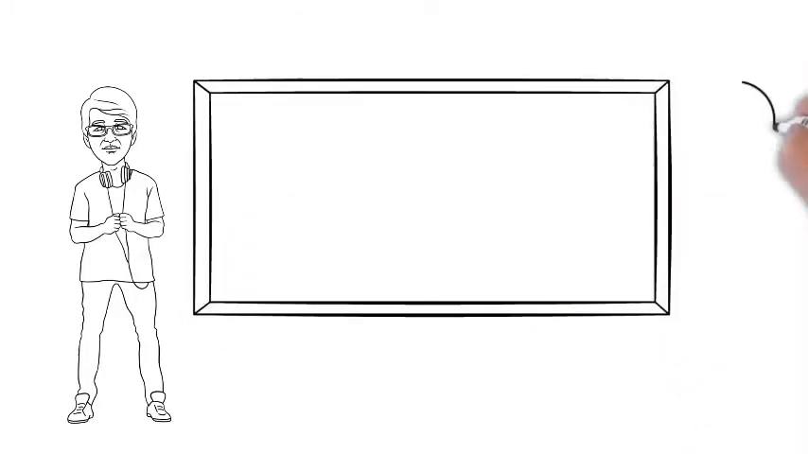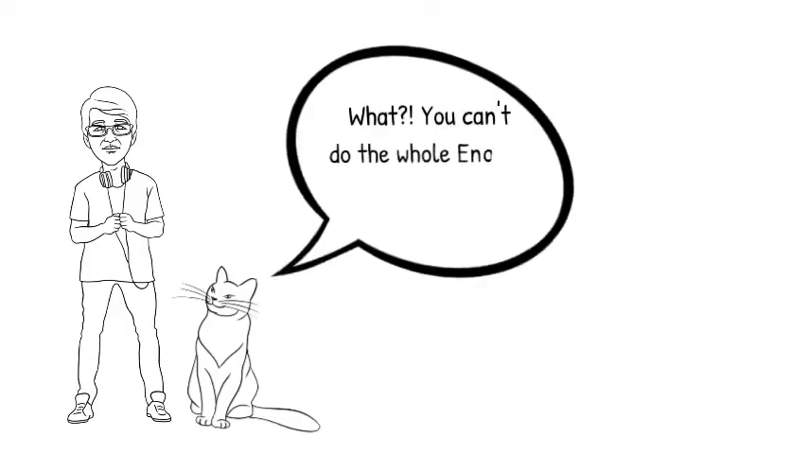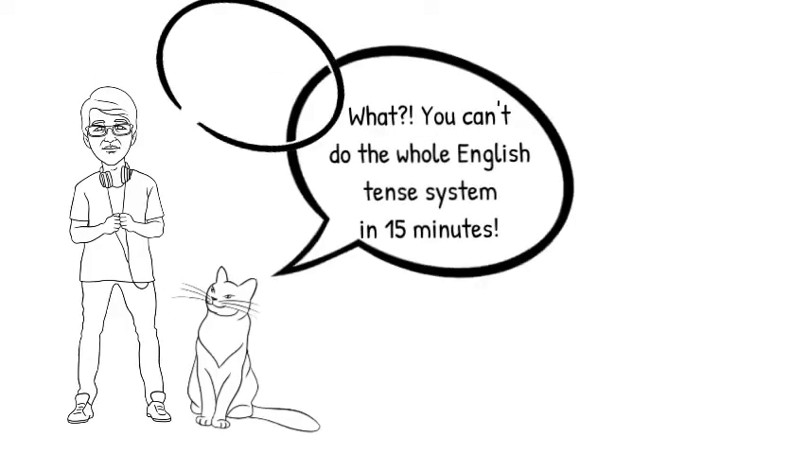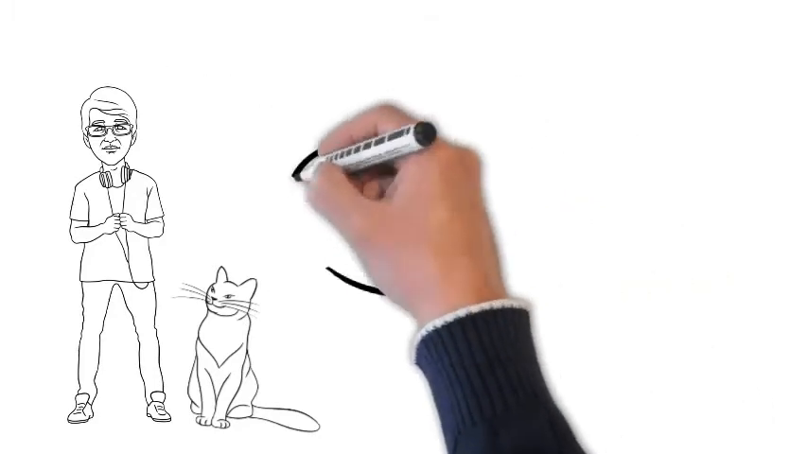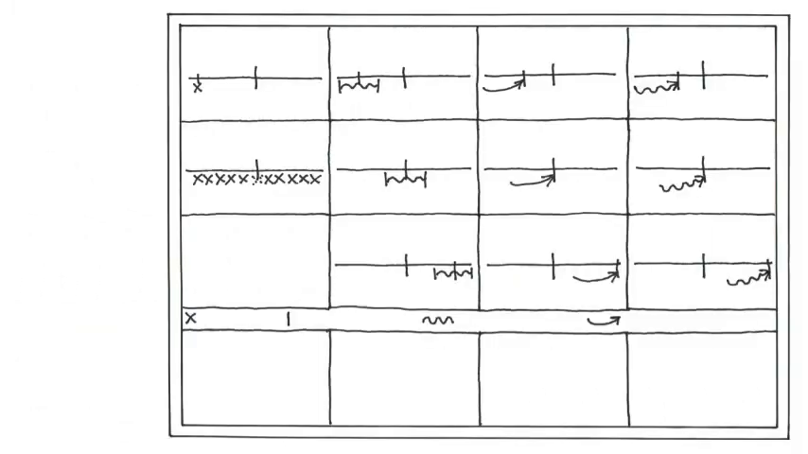Today we're going to spend about 15 minutes looking at the English tense system. We are going to use some timelines to understand the whole tense system. The boxes on this chart have timelines in them. Each timeline shows a different verb tense. These timelines have some symbols on them.